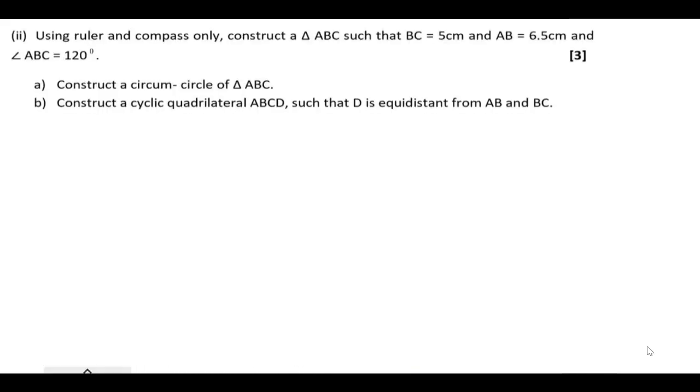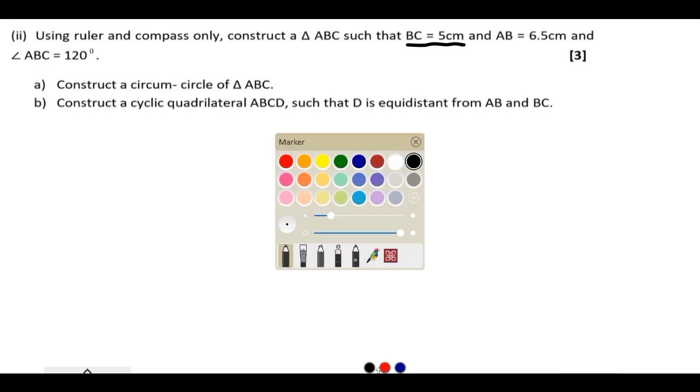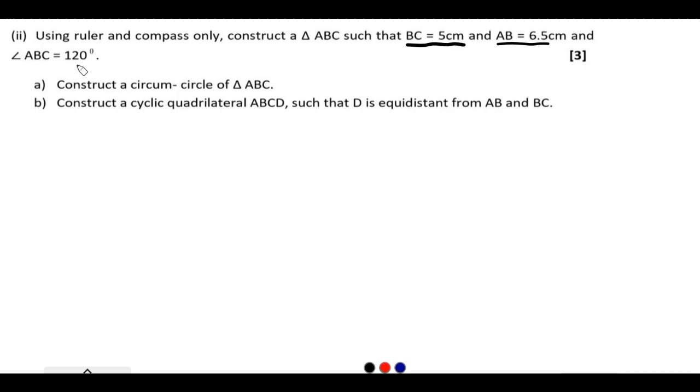Second part. Using ruler and compass only, construct a triangle ABC such that BC is equal to 5 centimeter, AB is 6.5 and angle ABC is 120 degree. First of all, we are constructing the triangle. Draw BC of length 5 centimeter.